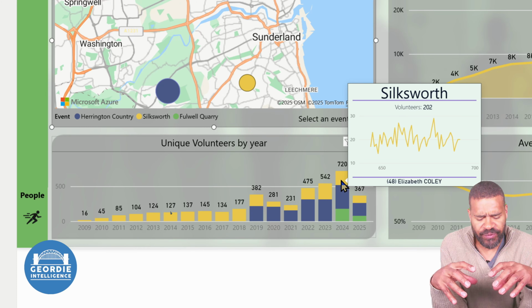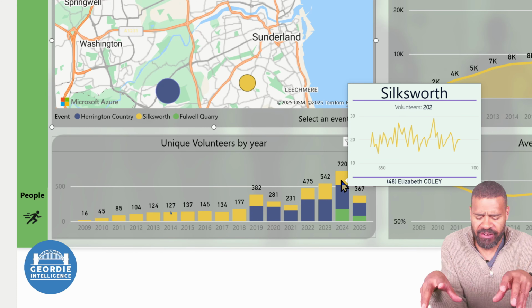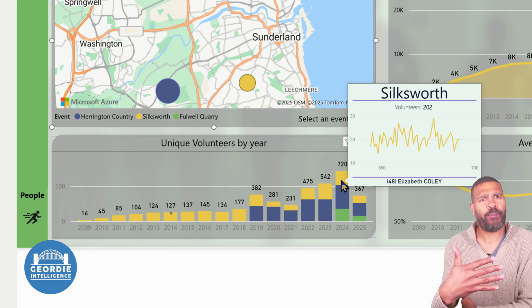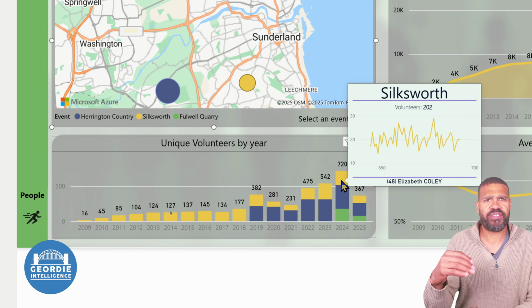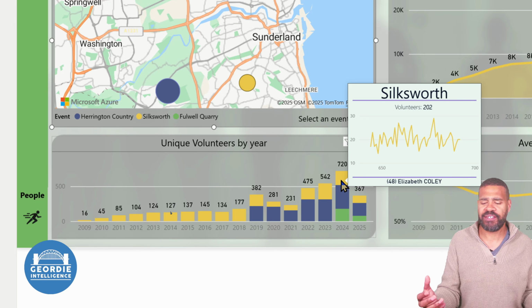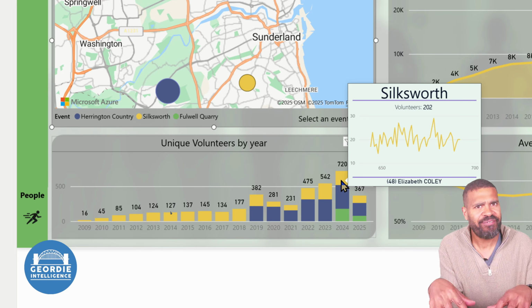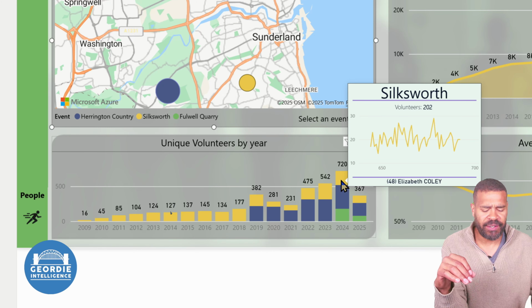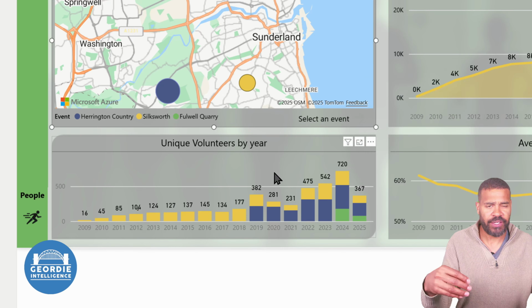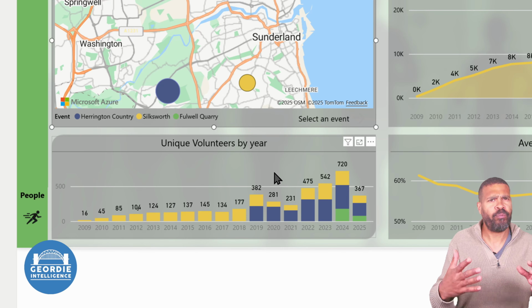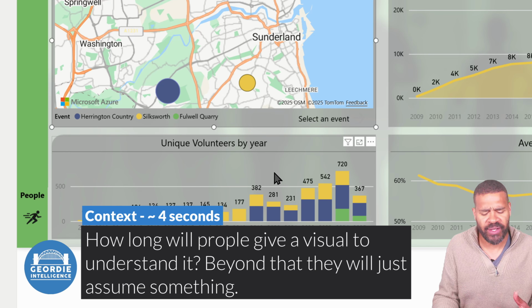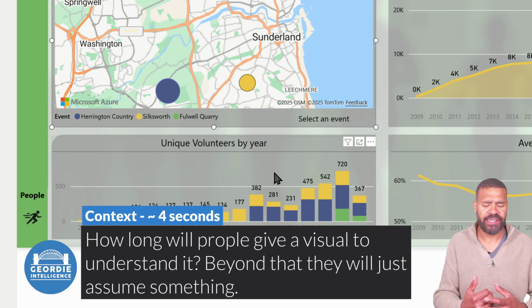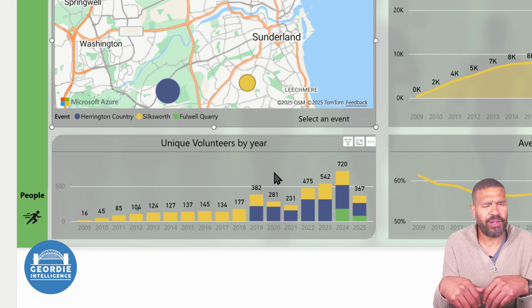And this is one of those areas that I think we need to think through when we're presenting items up to our senior leadership teams, to our teams, to our colleagues. Context is everything. And if the visual doesn't explain what it needs to explain at a glance, you're going to struggle, because then people will assume other things, make up their own mind with it. Is unique volunteers the right way?